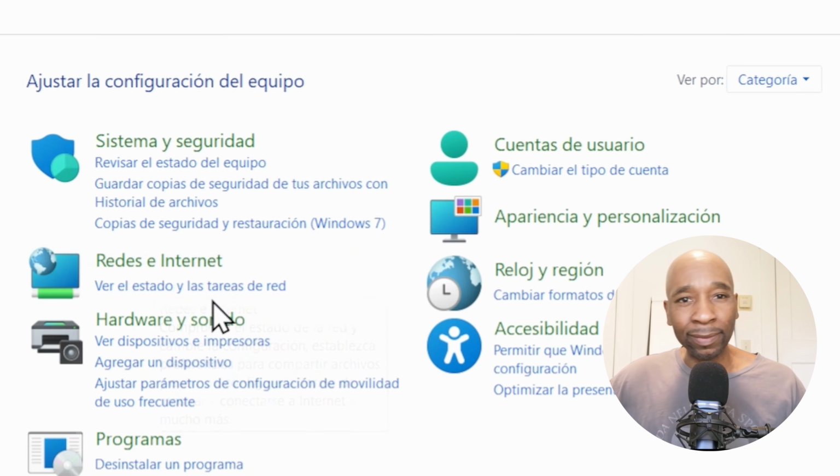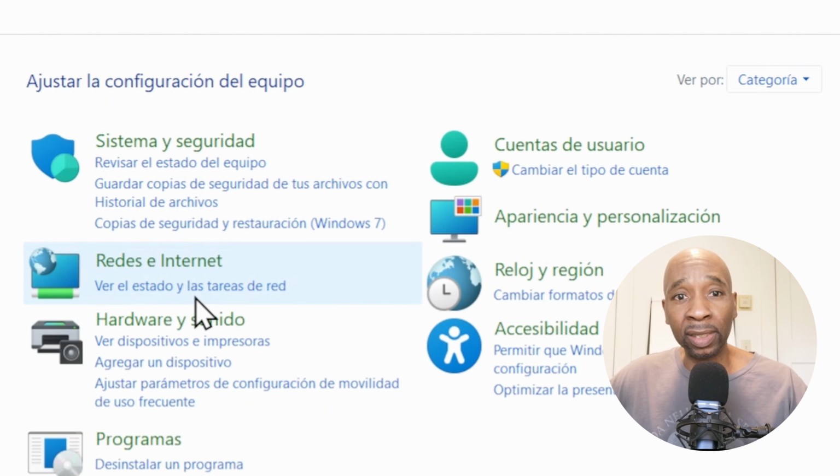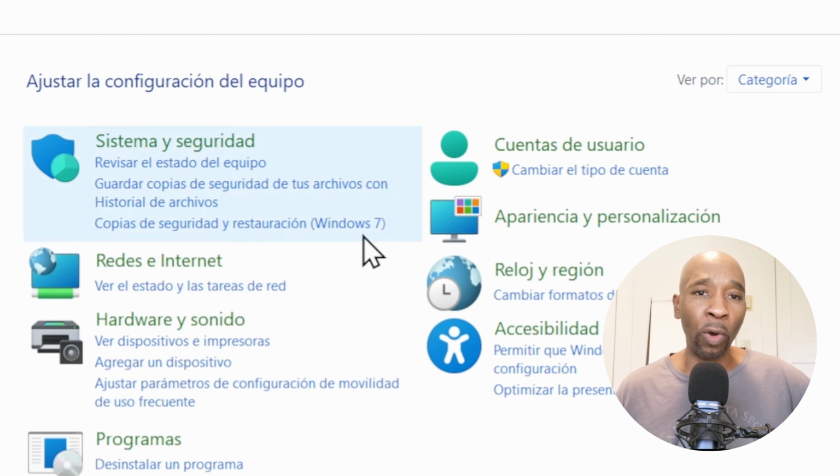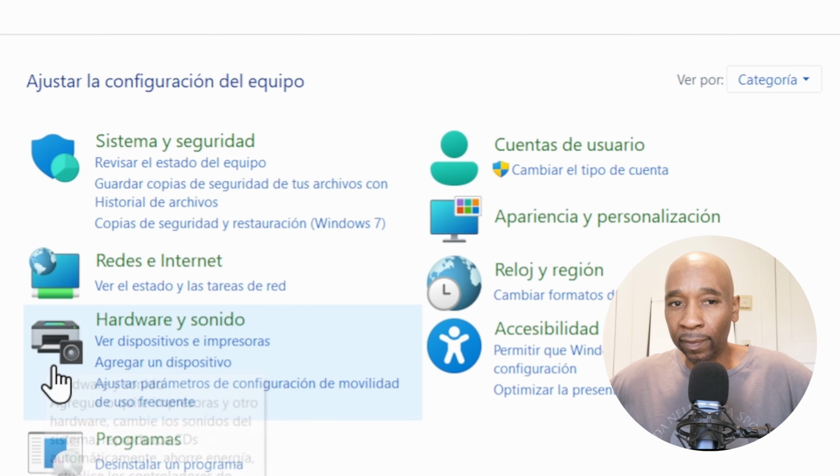Redes y internet, okay. Ver el estado y las tareas de red. Look at the state and the network task. Okay, let's move on. Now we come to hardware y sonido. Hardware y sonido. Okay. Again, look at that icon.